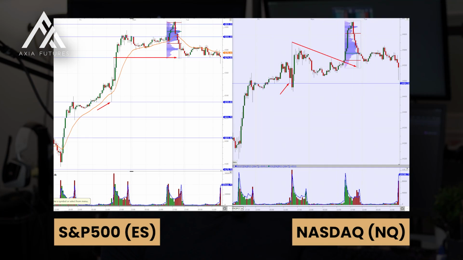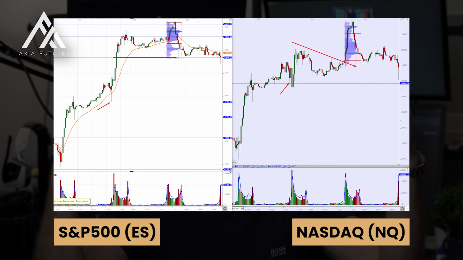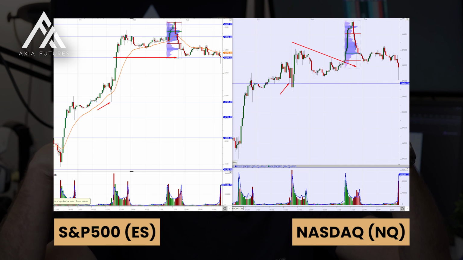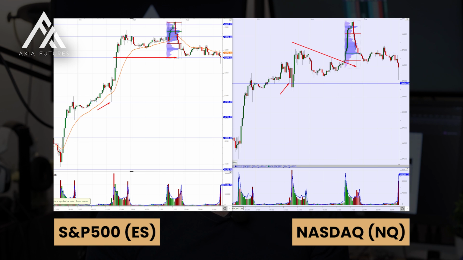You go and look at this chart, the recent highs reached in the NASDAQ and the S&P are broken in the S&P and the market stays above it. You don't get the same in the NASDAQ. The NASDAQ actually falls away. So this is showing there's weakness.